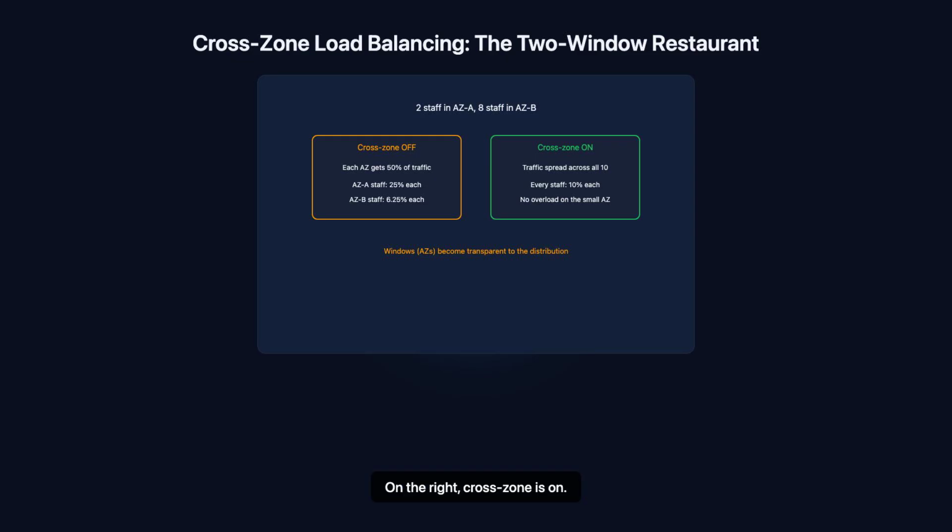On the right, cross-zone is on. Now all customers are distributed across all 10 staff equally, so each one handles 10%. The windows, the availability zones, become transparent to the distribution. That's why uneven zones cause overload when cross-zone is off.